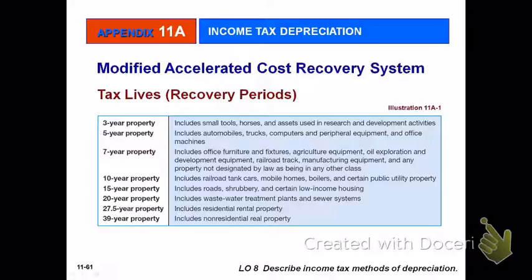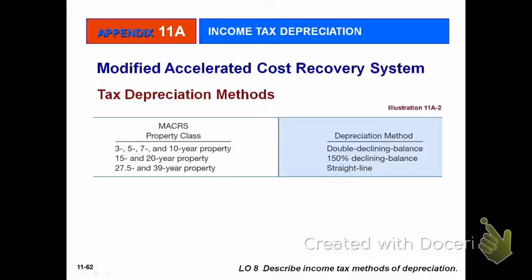So here is the list of the different recovery periods they use. So, for example, residential rental property, usually you assume 40 years for a building, and this uses 27 and a half. So you can see it's accelerated. It's going to say it lasts less time. You have to accelerate it over a shorter time period.